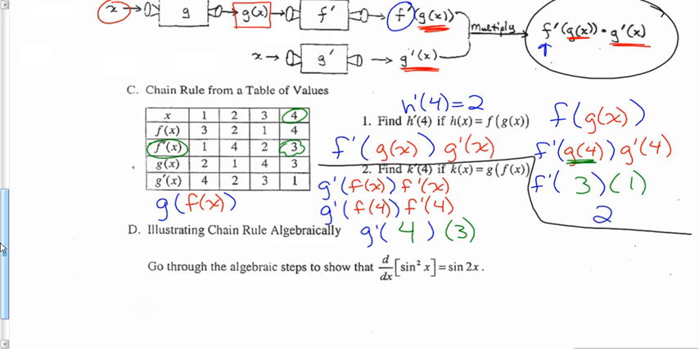Now I need to go back to my table and look up g prime of 4. So g prime is right here, 4 is right here, and g prime of 4 is 1. So I have 1 times 3, which is just 3. So now I know that k prime of 4 is going to be 3.